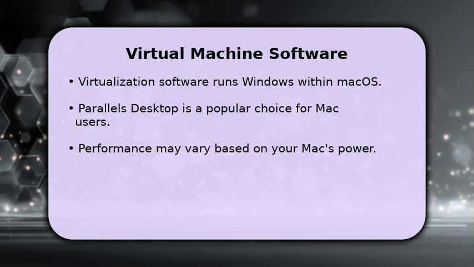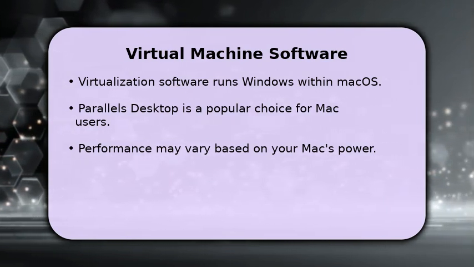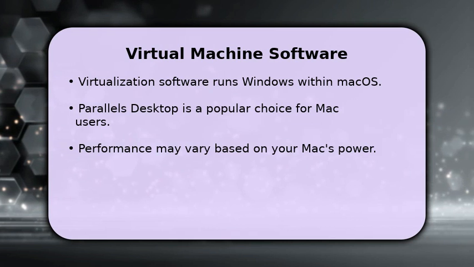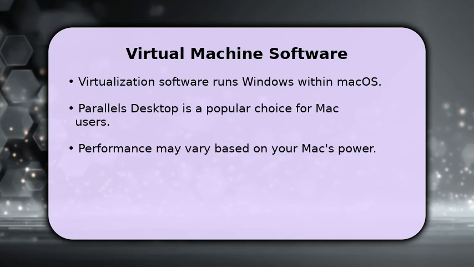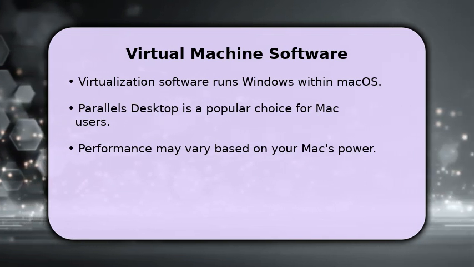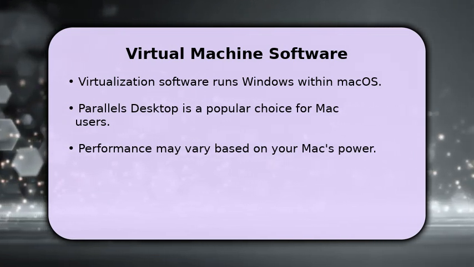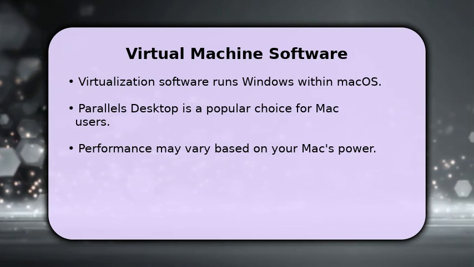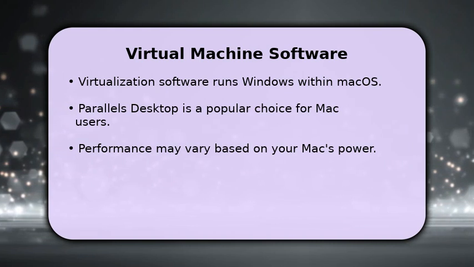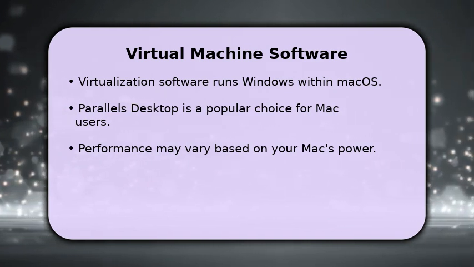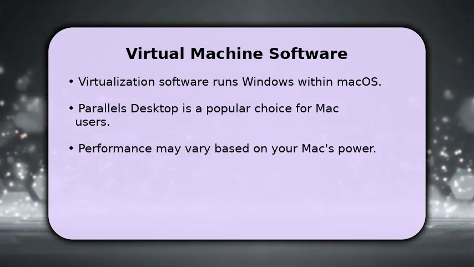Finally, you can use virtualization software, such as Parallels Desktop, to run Windows and Fallout 4 on your Mac. This creates a virtual Windows environment within Mac OS, allowing you to switch between operating systems easily. While convenient, performance can depend heavily on your Mac's processor and RAM. Ensure your Mac has at least 16 gigabytes of RAM for a decent experience.